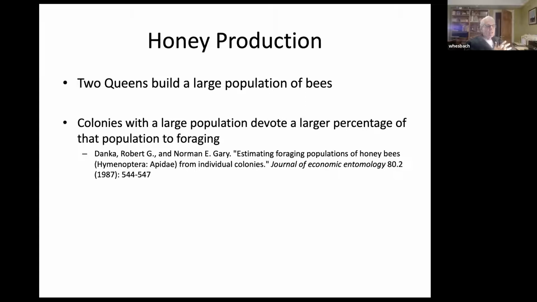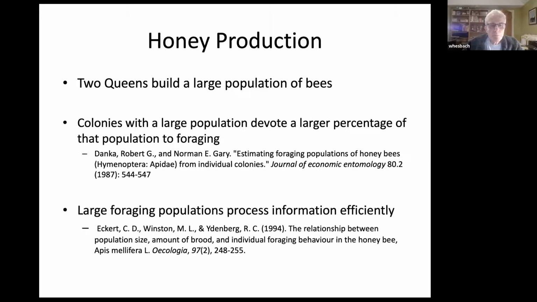You've got to think about it: if you have a small colony that's 30,000 bees and a multiple queen colony that's 60,000 bees, in the multiple queen colony a higher percentage of those bees will be foragers, right? And when you have a higher percentage of foragers, really interesting things happen. Large foraging populations process information more effectively.